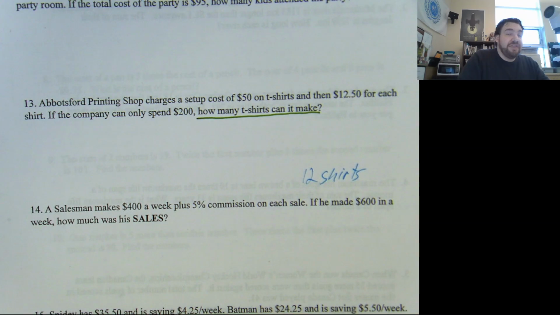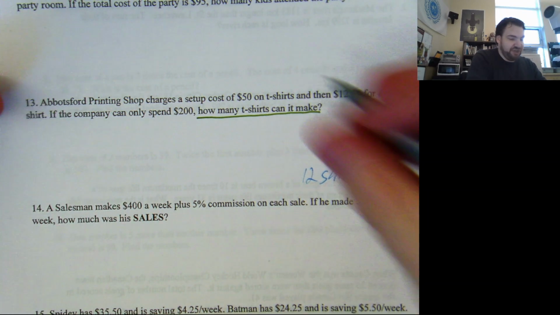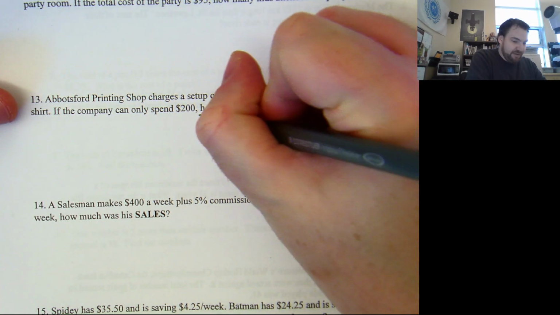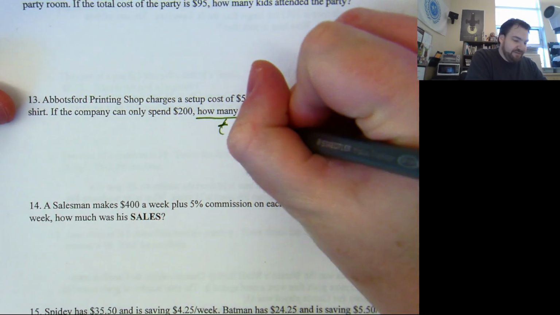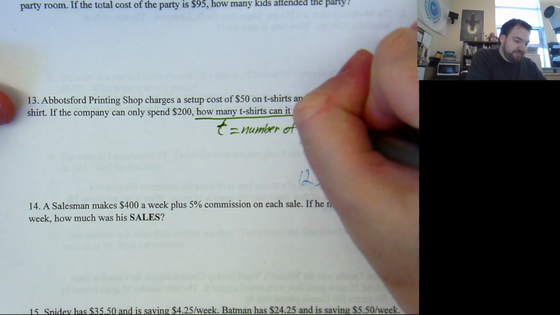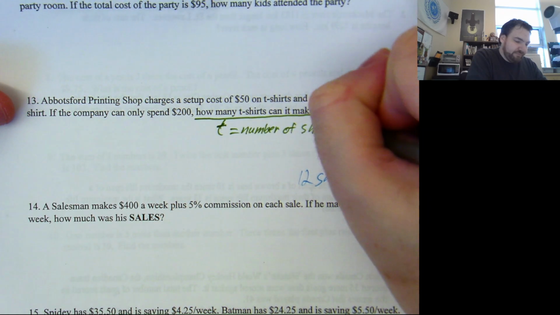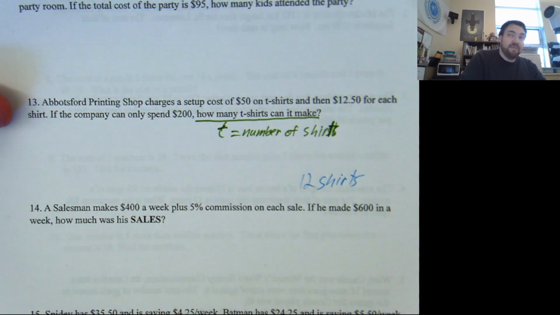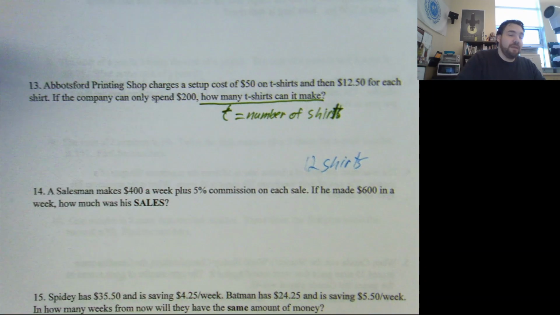So let's give it the thing we don't know. Let's give it a variable. What would be a reasonable variable for how many t-shirts can be made? Anybody? T for t-shirts sounds good. T equals the number of shirts. If I can spell shirts properly.